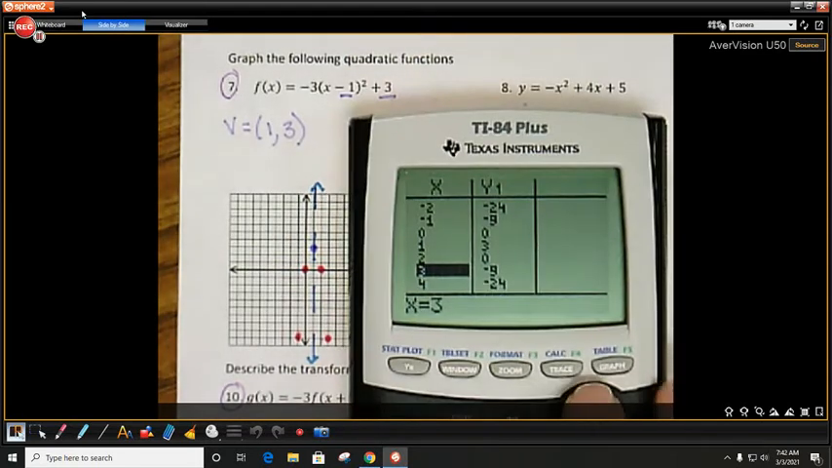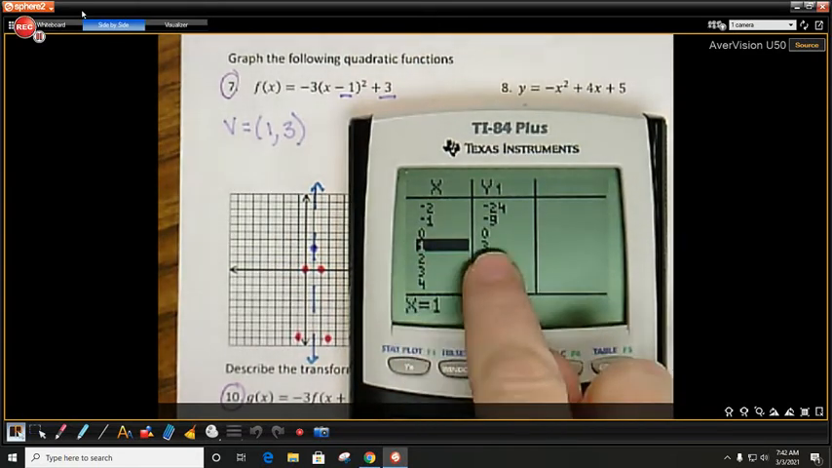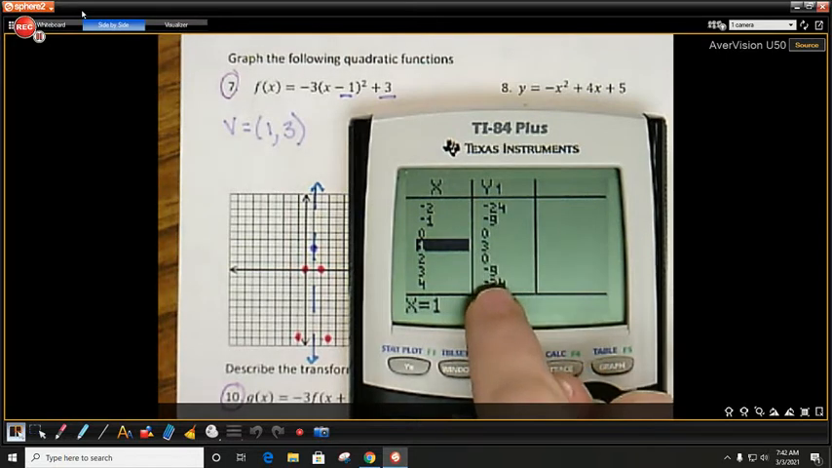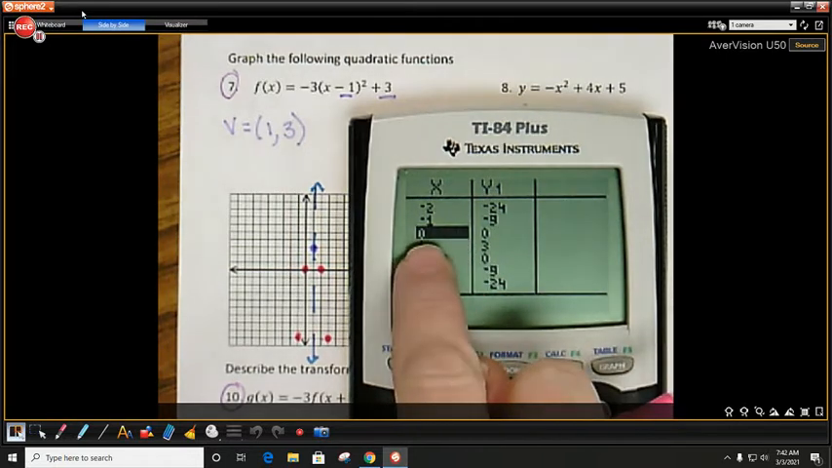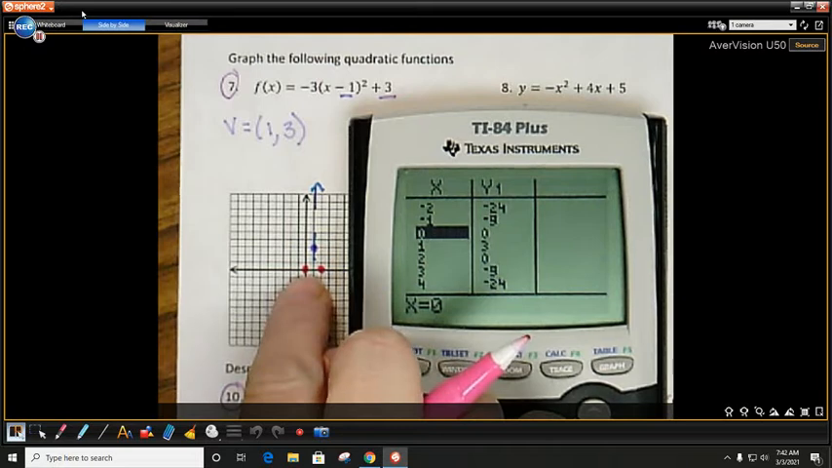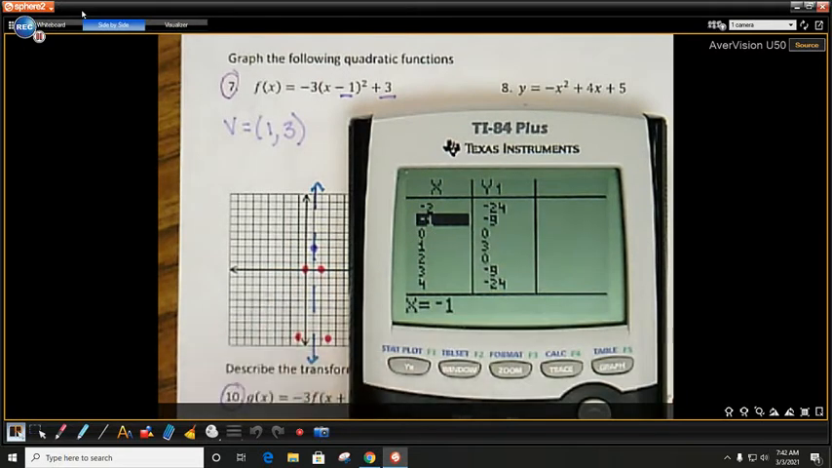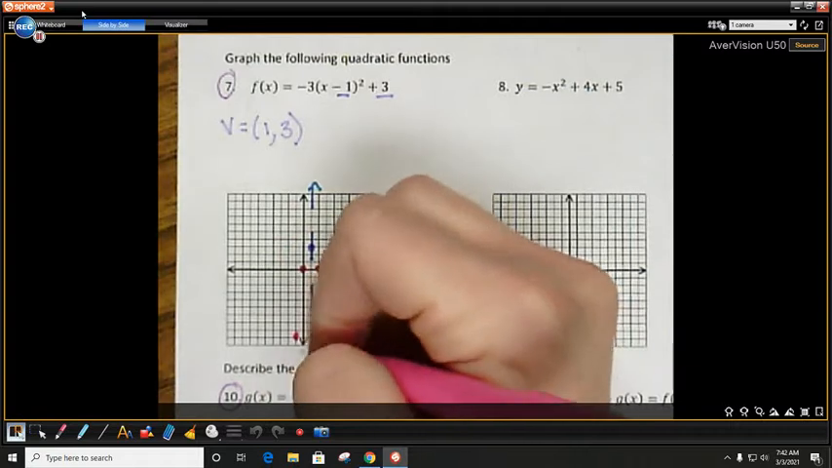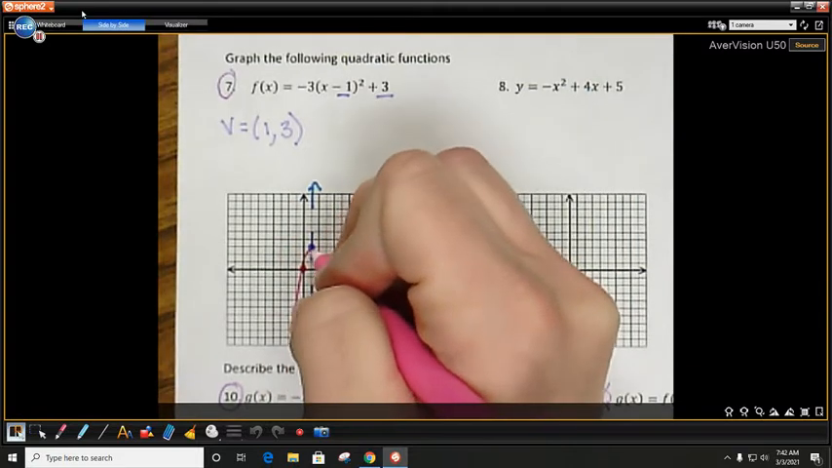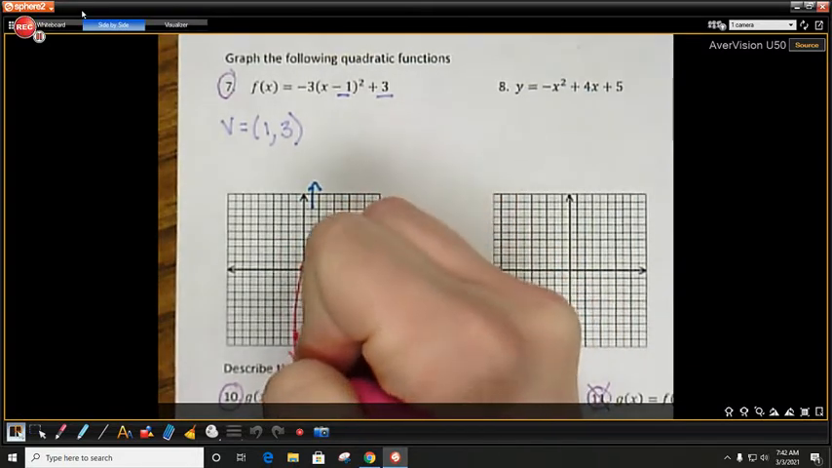Also, you can just find more values. I know, again, my vertex is at 1, 3. Instead of finding points below it, I could go above it and plot a point at 0, 0, which is what that point is. And then I also could plot a point at -1, -9, which is that point. Don't forget to actually draw the parabola and always put arrows at the end.